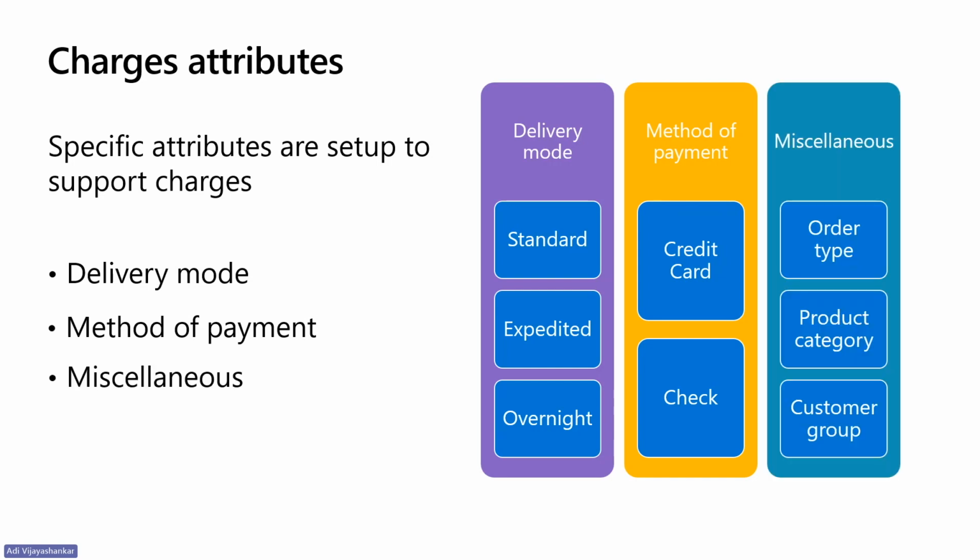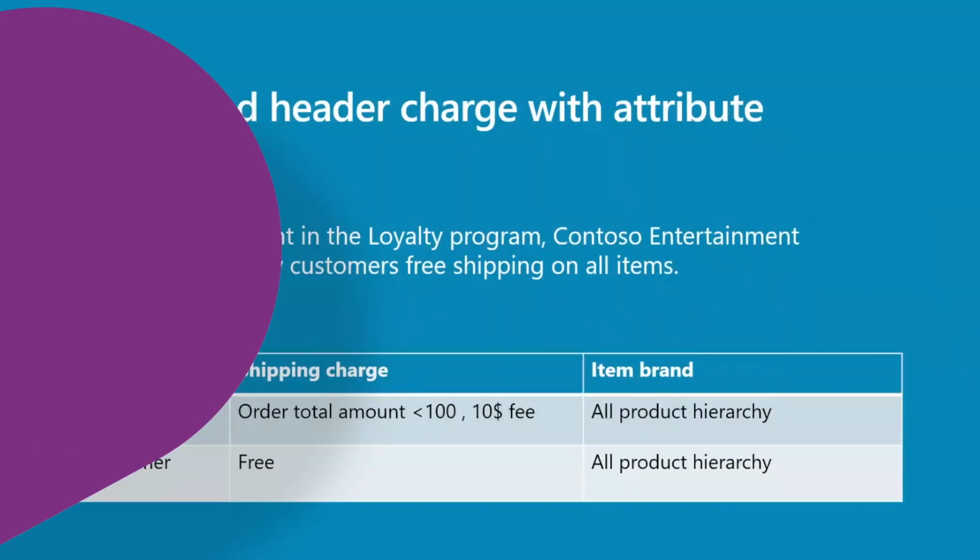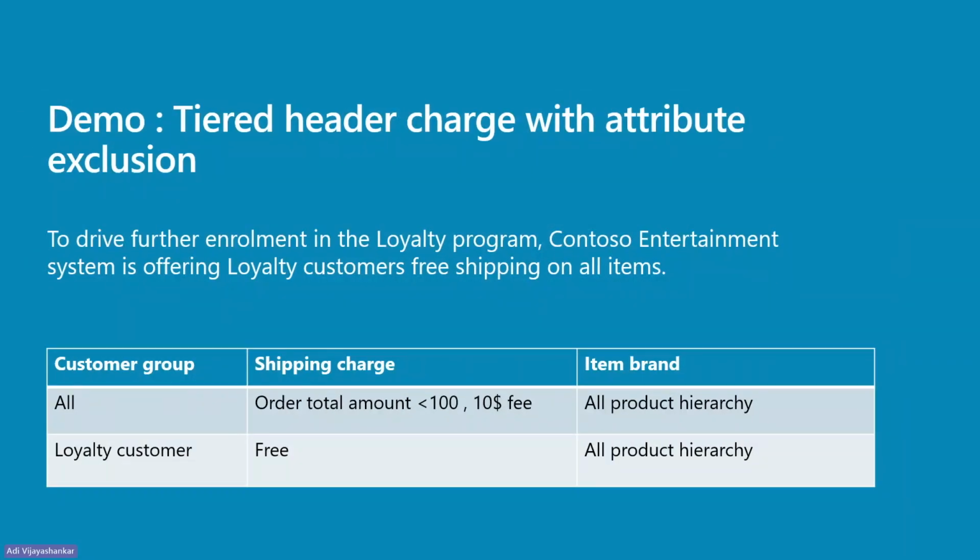Miscellaneous charges can be defined based on specific conditions such as order type, product category, customer group, or any custom criteria. Some examples are special packaging fees, handling charges for delicate items, or regulatory fees. These examples can be used as price attributes to set up auto charges in unified pricing management. Now I will show you a quick demo with the tiered header charge with attribute exclusion.